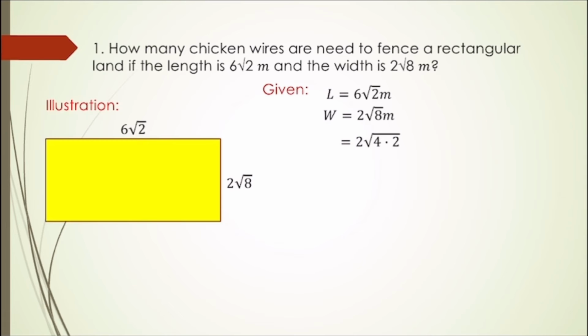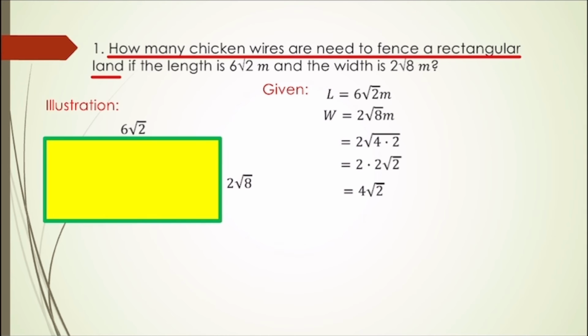So and then, pag nailabas na natin yung 4 sa labas ng radical sign, it will become 2 times 2 and square root of 2. So 2 times 2 is 4 and square root of 2. So ngayon, ito na yung gagamitin nating width para sa ating given ngayon. So next, know what is asked. Anong tinatanong? So how many chicken wires are needed to fence a rectangular land? So iyon na kailangan natin. Ilan daw yung chicken wires ang kakailanganin natin para sa rectangular land?